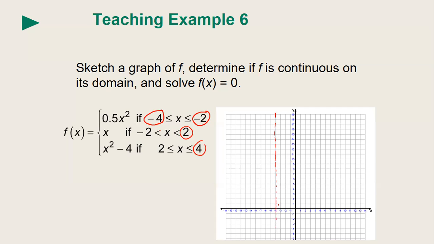A dashed line at -4, a dashed line at -2, a dashed line at +2, and a dashed line at +4. It's all the endings of your interval. -4, -2, 2, and 4.